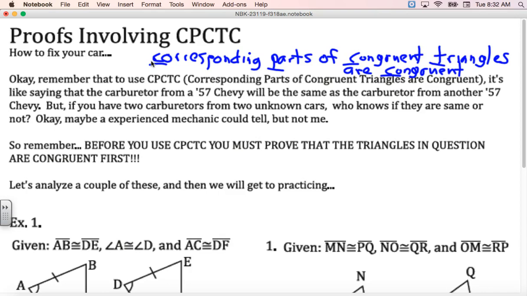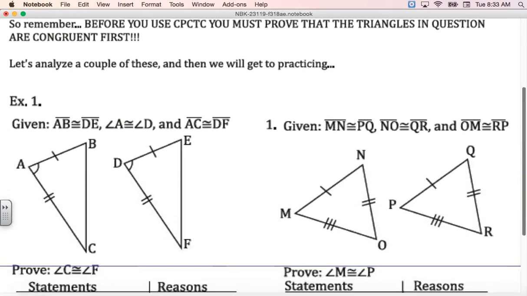All right. So the thing is, before you use CPCTC, the first thing you got to do is prove that the triangles are congruent to each other. Prove that you have the same kind of car. Then once you know you have the same kind of car, you know they're going to have the same parts. So let's look at a couple of examples real quick.